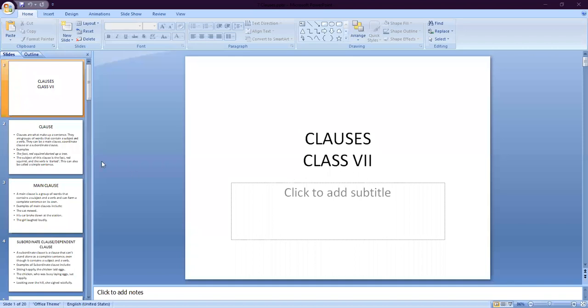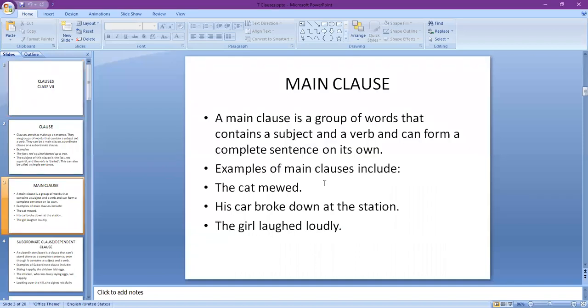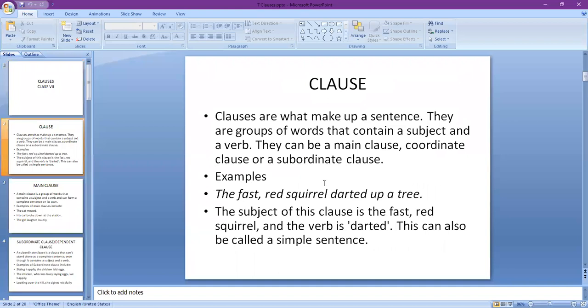Now, first of all, we have to see what clauses are. Clauses are something which make up your sentence. They are a group of words that can contain a subject and a verb. They can be a main clause, a coordinate clause, or a subordinate clause.